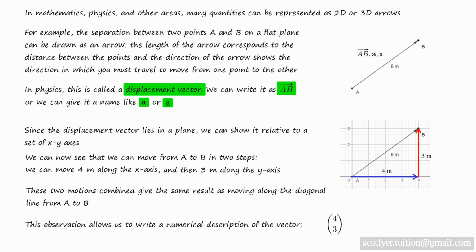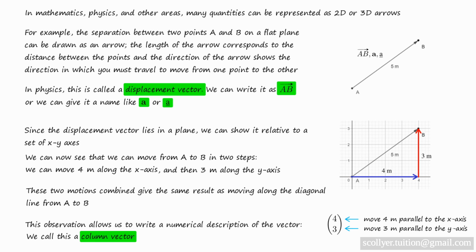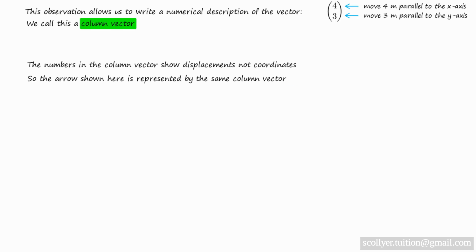We write a column with 4 at the top, which means move 4 meters parallel to the x-axis, and 3 at the bottom, which means move 3 meters parallel to the y-axis. And we call this description a column vector. The numbers in the column vector show displacements and not coordinates, so the arrow shown here is represented by the same column vector.